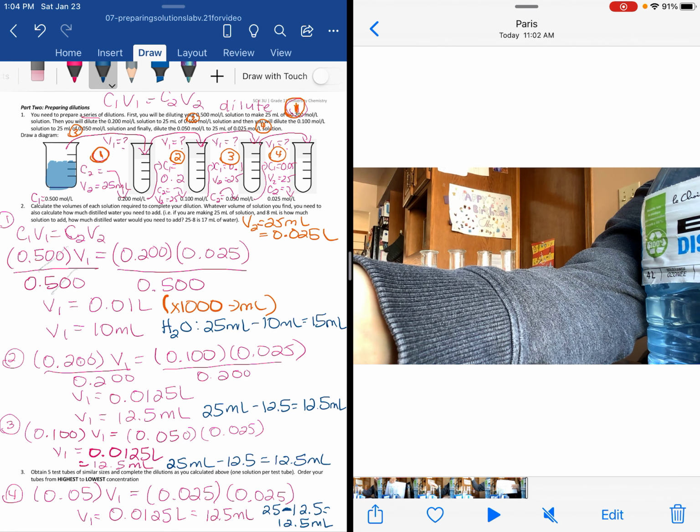Okay, so it says number 3, it takes 5 test tubes. We did that. Order your test tubes from highest to lowest concentration. So the highest concentration would have been the original 0.5 solution. And then as you went along, the lower the concentration was and the blue color decreased.